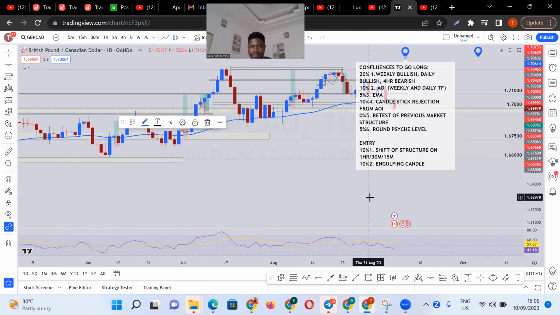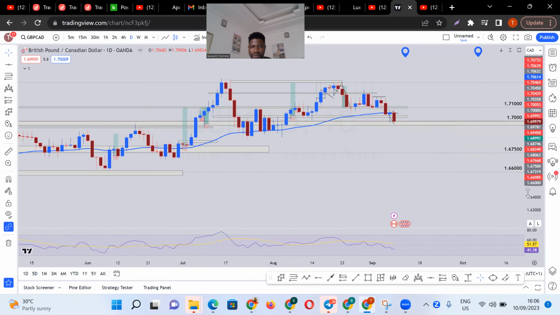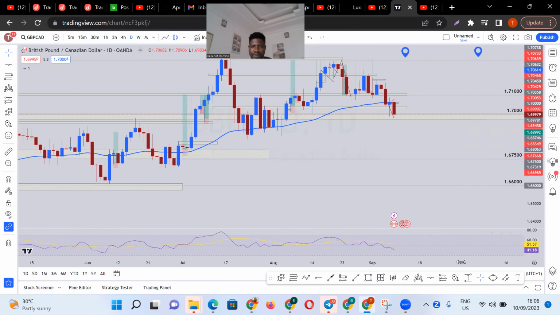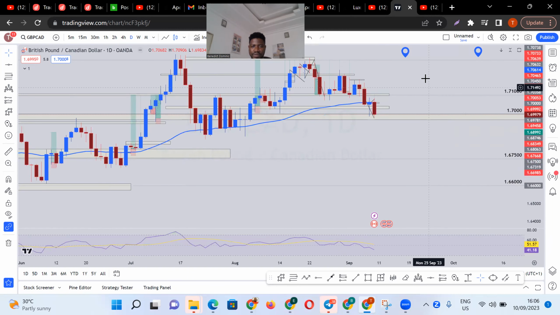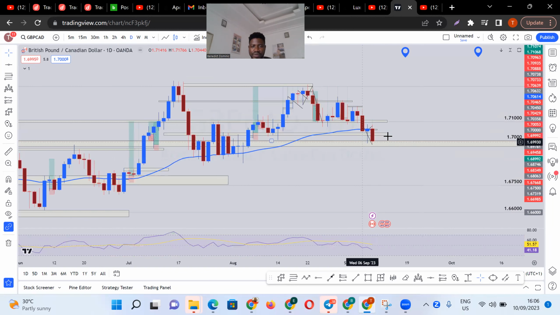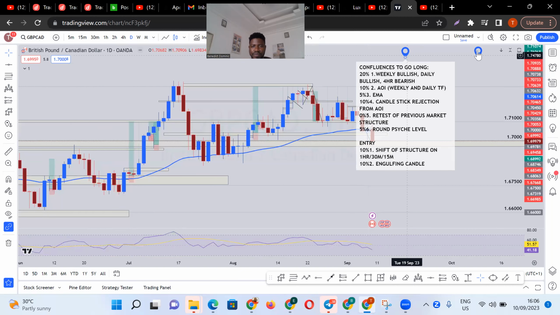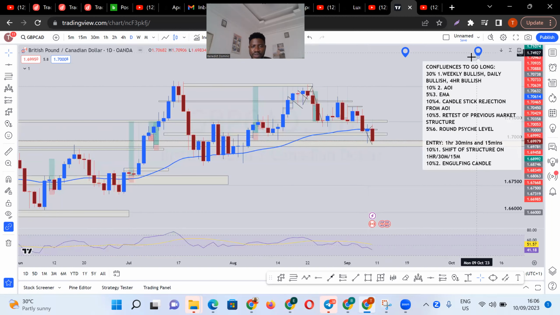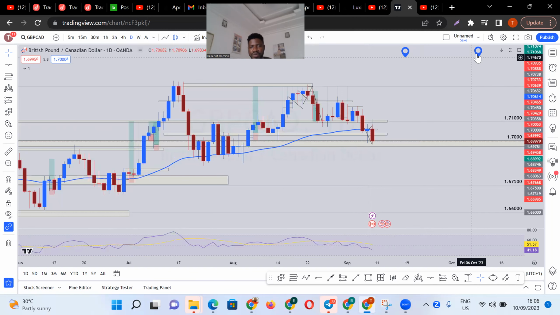So are we at the area of interest? Yes, we are. We are at 170. Then I asked myself again, when we came to the area of interest, do we have any candlestick rejection? Yes, we have. So are we touching the EMA? We have broken the EMA.